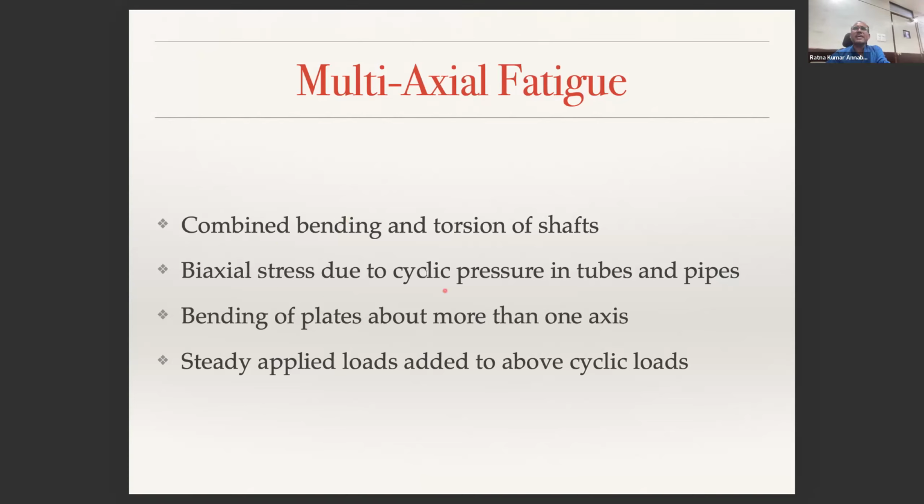Similarly, cylindrical pressure vessels undergo a biaxial state of stress, sigma xx and sigma yy. For example, hoop stress and longitudinal stress are in two different directions. Although purely normal, they have two principal stresses, but so far we have only talked about one stress. Bending of plates about more than one axis is also a classic case of multi-axial loading. And on top of this, if these loads are cycling as a function of time, how do we go about designing such components? That is the question that we are asking. Is that clear?